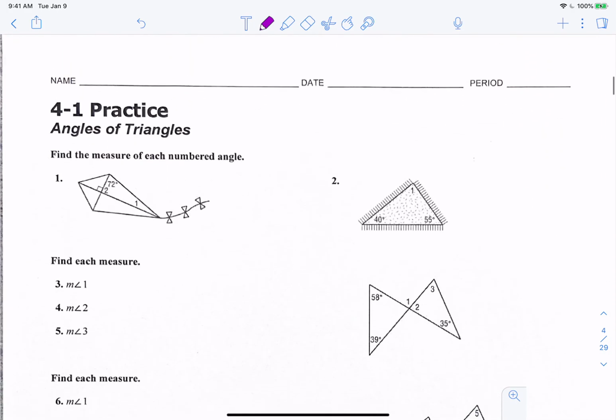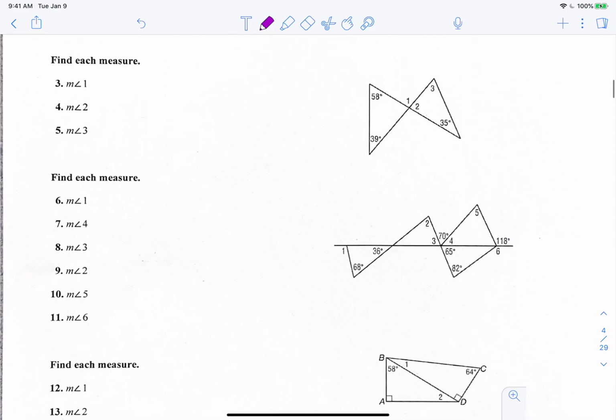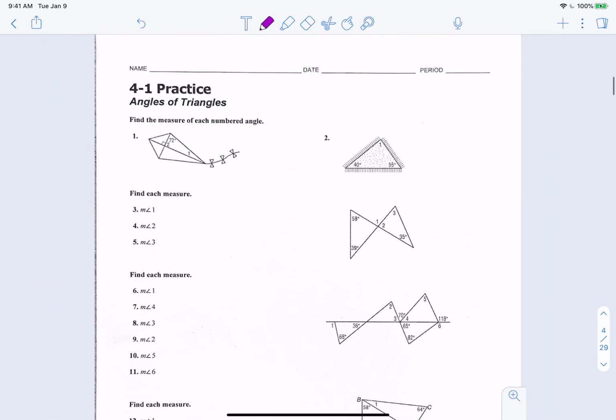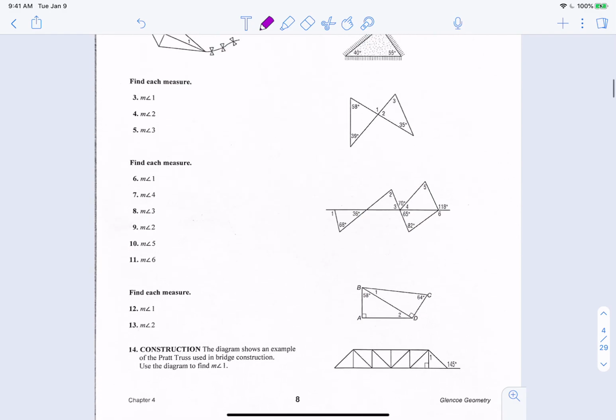All right, you guys have a homework assignment that looks like this. It is 4-1 practice, 4-1 skills practice. It looks like a lot of problems, but they go by really fast.